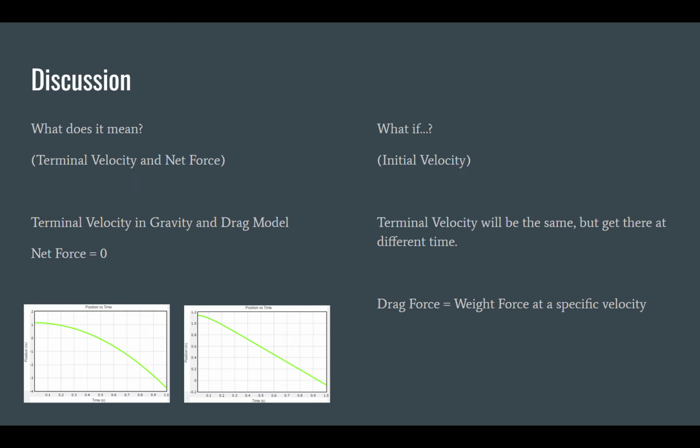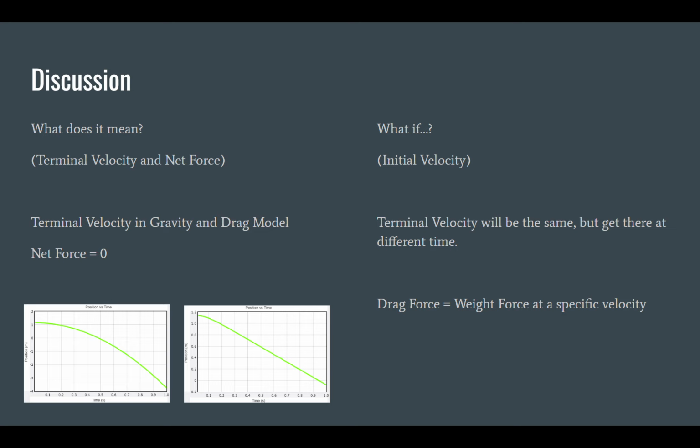Now, what does this all mean? The terminal velocity in this situation is when the net force is 0, which you can see when you put drag and air resistance into the equation. Of the 2 models, one very clearly has a point where it becomes almost linear, and that is the one with drag. Now, what if you gave it an initial downward velocity?